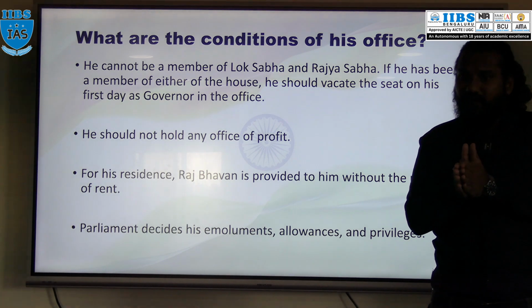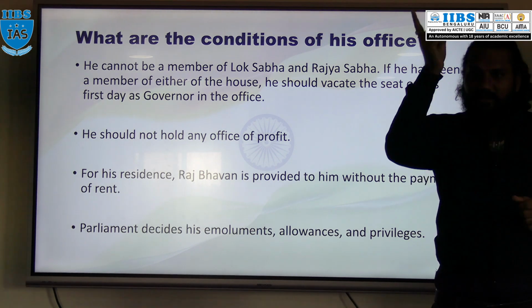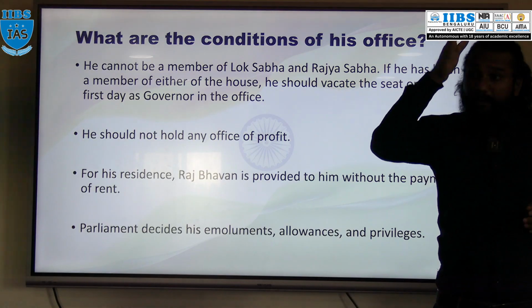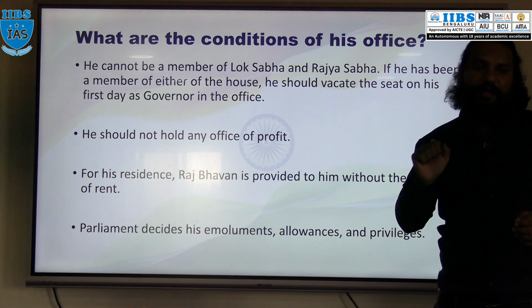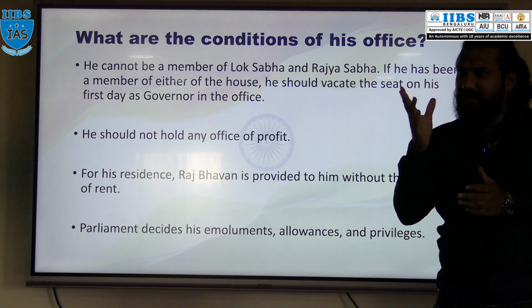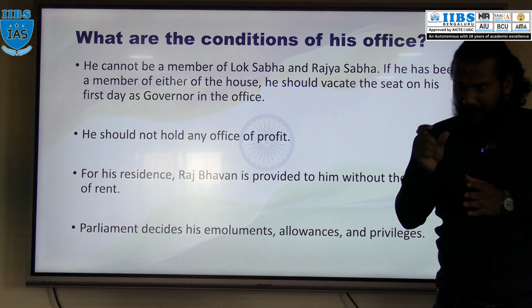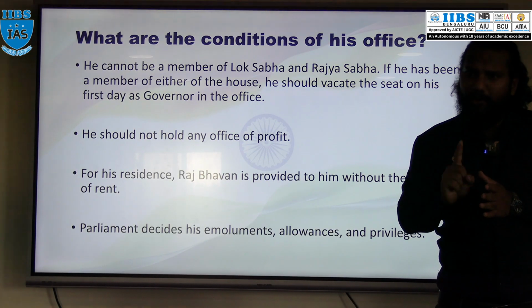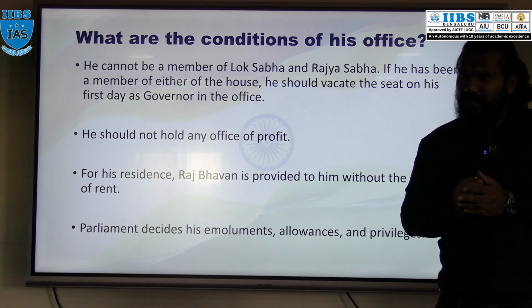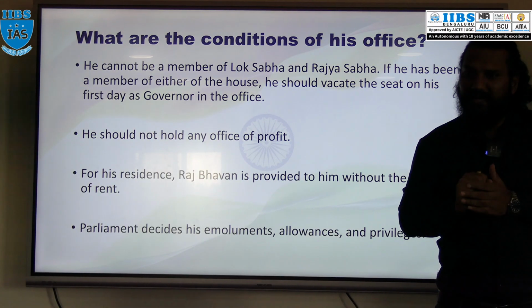The salary of the governor will be determined by the central government, parliament. But who will pay the salary? The state government. Now, if there is a case where the same individual, one person, is appointed as governor of two states, will the governor receive double salary?